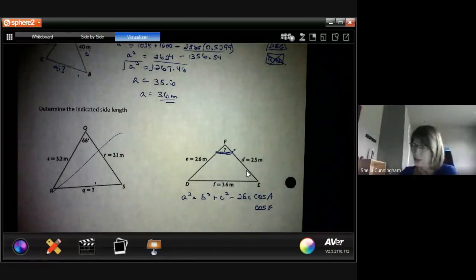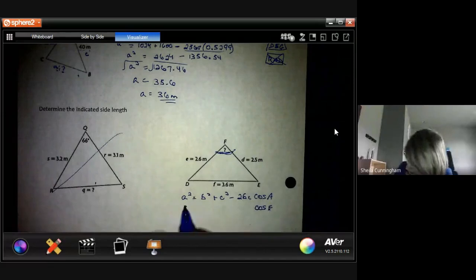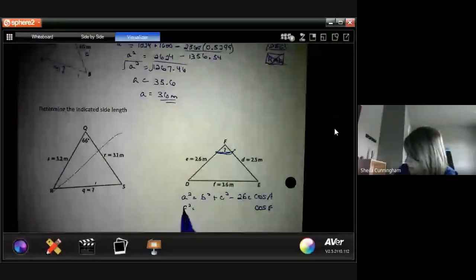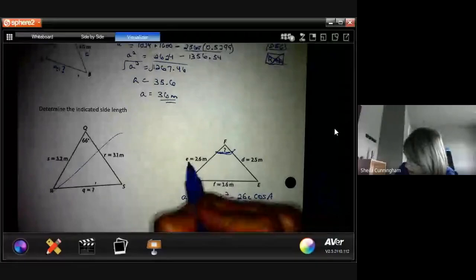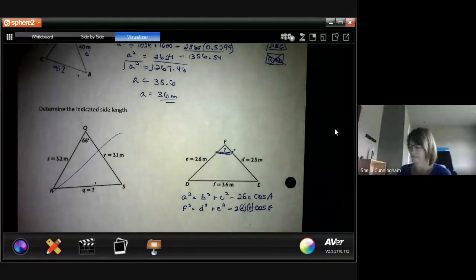So I'm going to rewrite this formula with the labeling I have based on the triangle. Because this is the angle F, the little side f has to be on the other side of the equal sign. These have to correspond. Now, E and D, D and E, it literally does not matter. They're your other two sides, so you put them in, and then you say 2 times the D times the E times that cos of F.